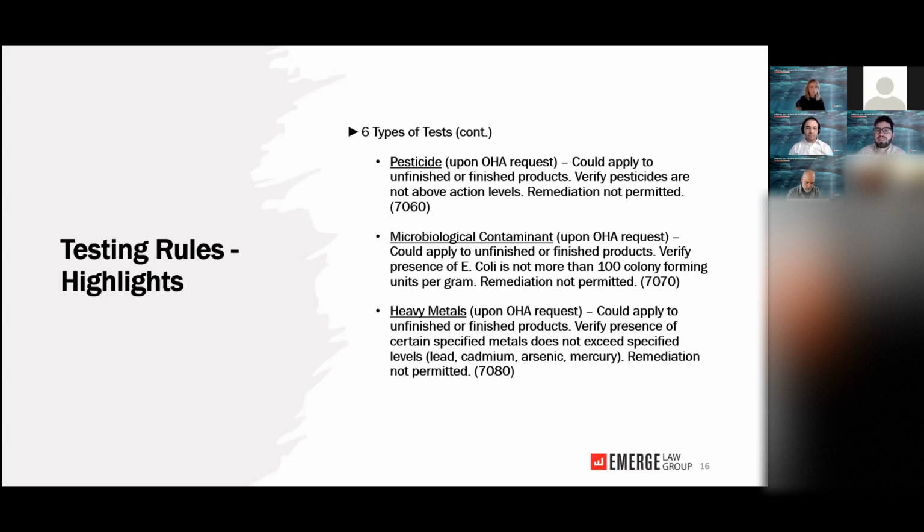The next type of test is heavy metal testing, which again is only required upon OHA request, and could apply to both unfinished and finished products. And the point of that test is to verify that certain metals, namely lead, cadmium, arsenic, and mercury, do not exceed certain amounts. And again, remediation would not be permitted in the event of a failed test.